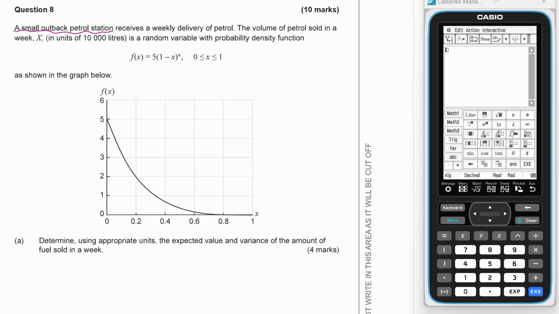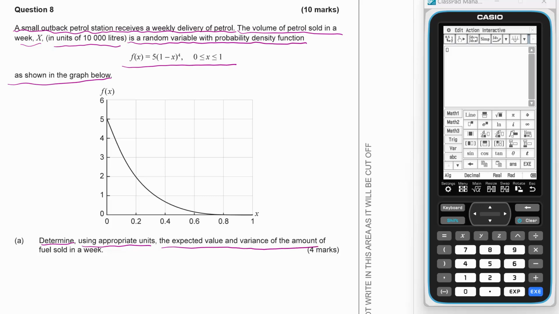A small outback petrol station receives a weekly delivery of petrol. The volume of petrol sold in a week, X, in units of 10,000 litres, is a random variable with probability density function as given here. It's shown in the graph below. Determine, using appropriate units, the expected value and variance of the amount of fuel sold in a week.